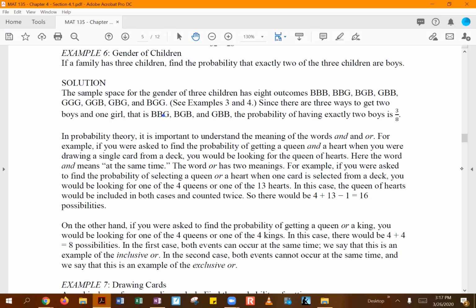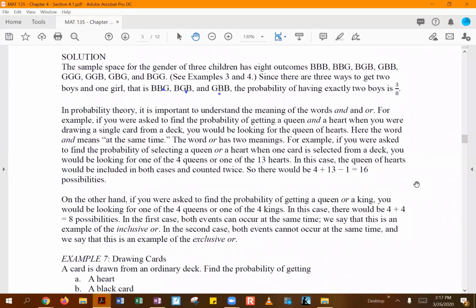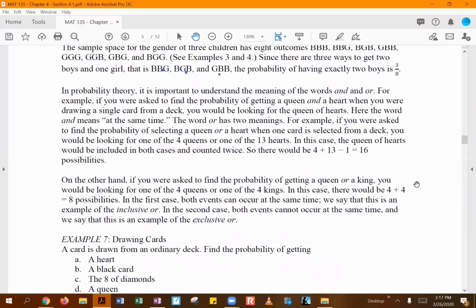So that's going to be these 3 outcomes here out of the total 8 we have, and that gives you a probability of 3/8. Or again, if you want to convert that to a decimal, you can do that. Just make sure you're rounding it to 3 decimal places. So that probability comes out to be 3/8. Okay.